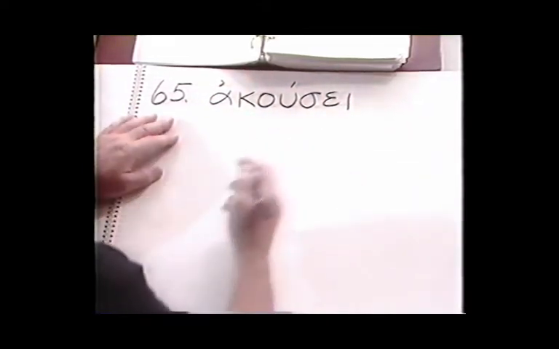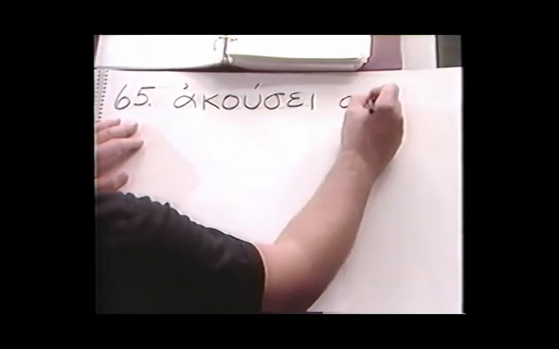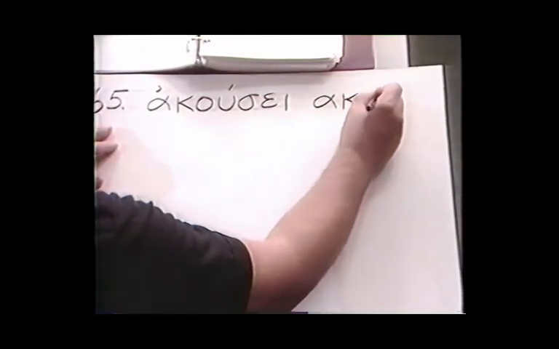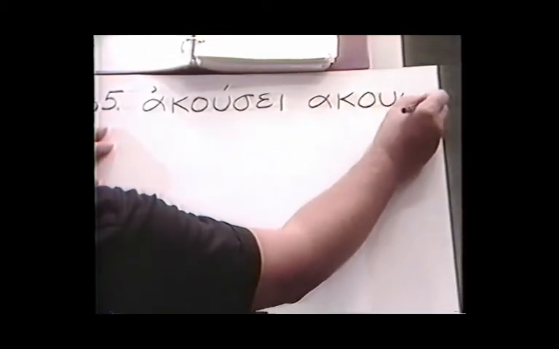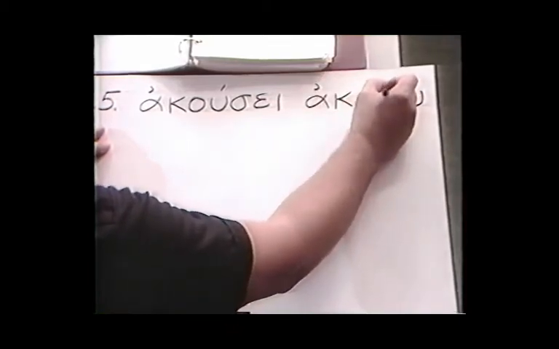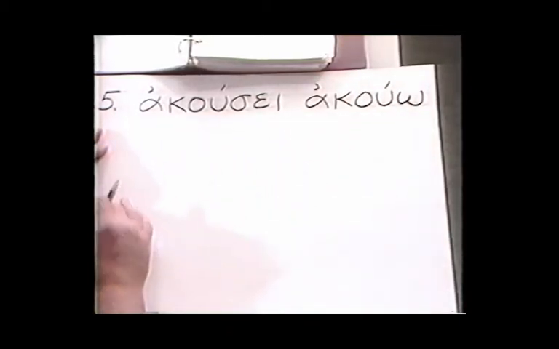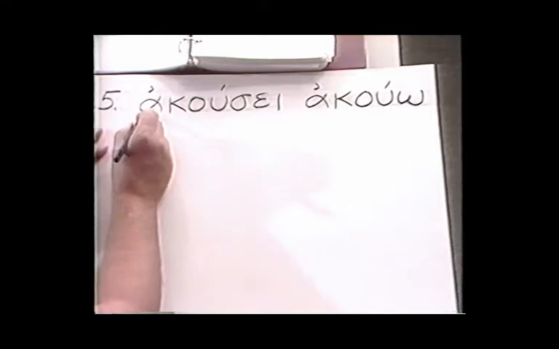What is our lexical entry? It is akuo. Is there an augment? No, there is no augment. So that means we're not working with a past time verb, but rather we would be working with the present tense, the future tense, or the perfect tense.